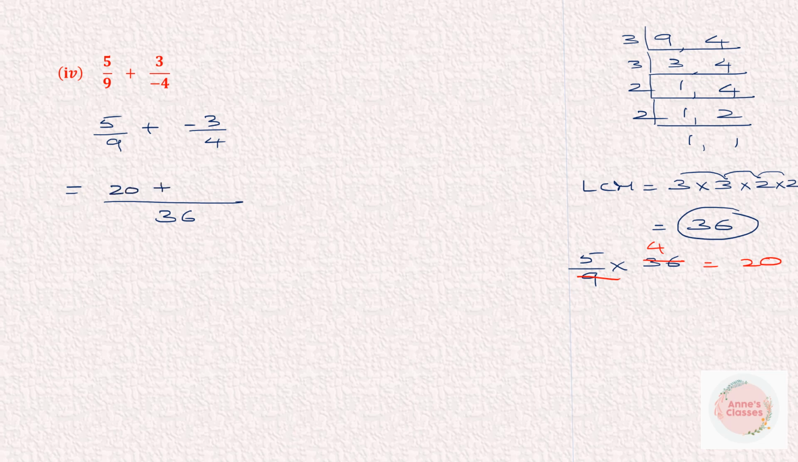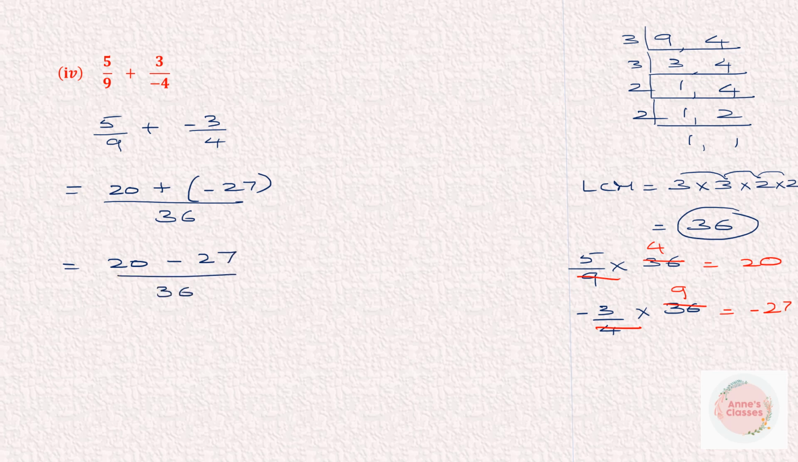numerator, 20, plus, take the second fraction, minus 3 by 4. Multiply it with the LCM, 36. Cancel 4 and 36. 4 nines are 36. Now multiply the numerators. 9 threes are 27. We have a minus sign. Minus 27. Let's write it here. Minus 27. Now remove the brackets. 20 minus 27 by 36. So this has a plus sign and the other one has a minus sign. Signs are different. So put the sign of the bigger number and subtract. 27 minus 20 is 7 by 36. Final answer, minus 7 by 36.